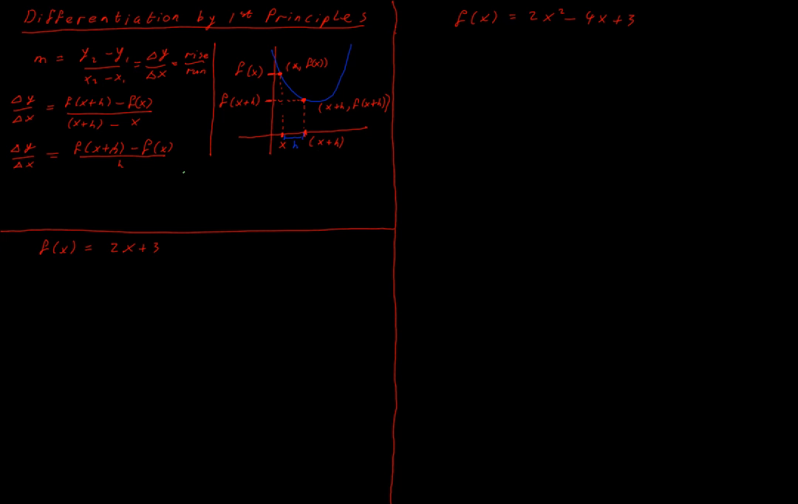All we're going to do now is let these points get closer and closer together. Now, how are we going to do that? Well, the gap between them is h. The gap between our x values is h. So if I let h tend to 0, in effect, I'm going to be bringing my points closer and closer together.